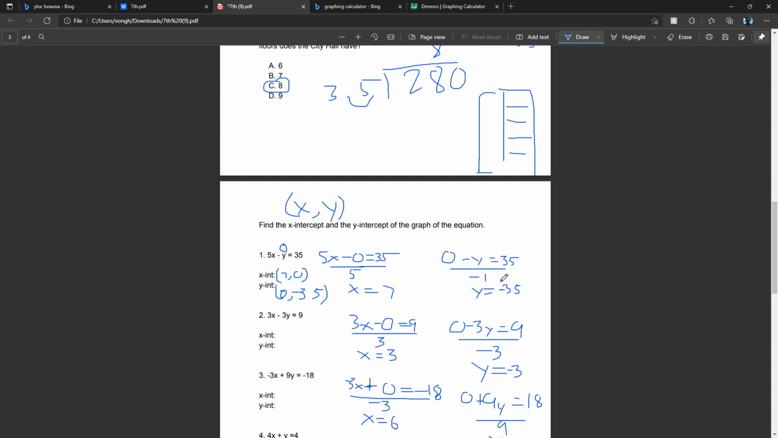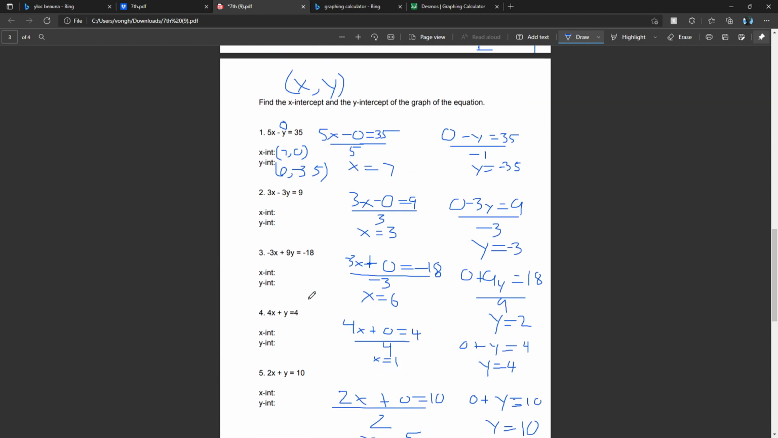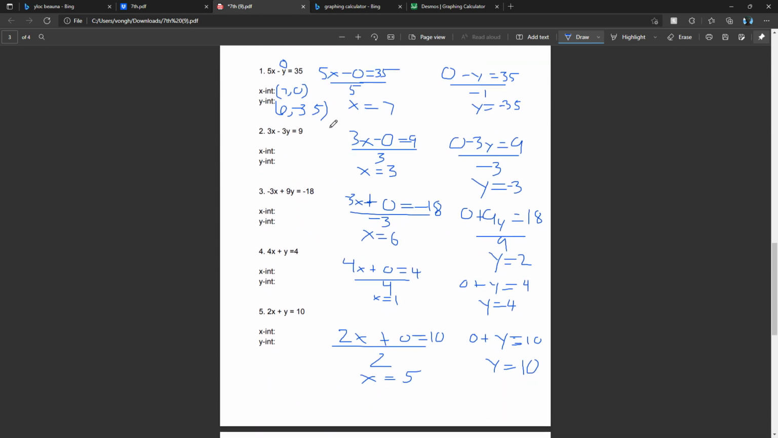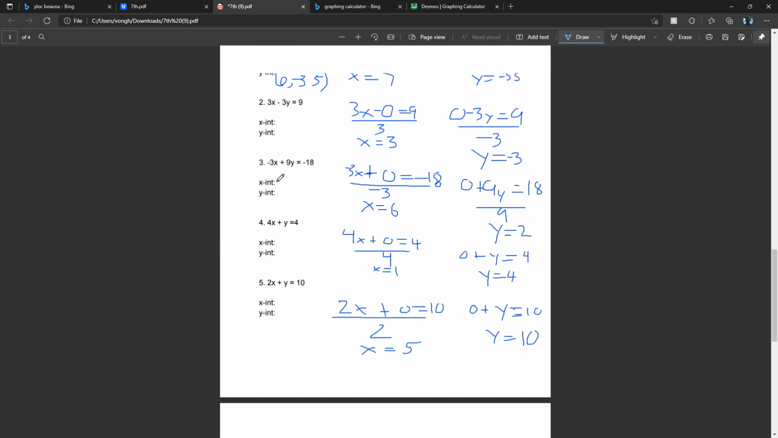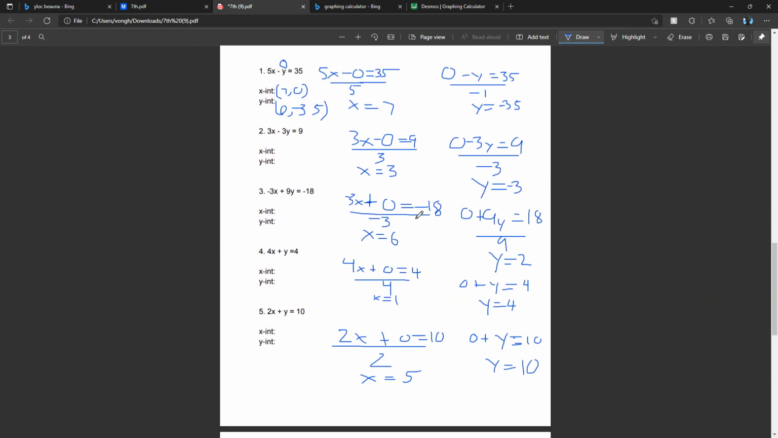But this isn't your answer. What you have to do is write it as x comma y. So we know that x equals 7, so you write 7 comma 0 for the x-intercept. For the y-intercept, you do 0 comma the y value, which is -35. Same thing for the rest. You plug in 0 for each of the values, and then you just solve it out. Here's the work for it, but try it on your own. I'll let you pause right here if you want to.